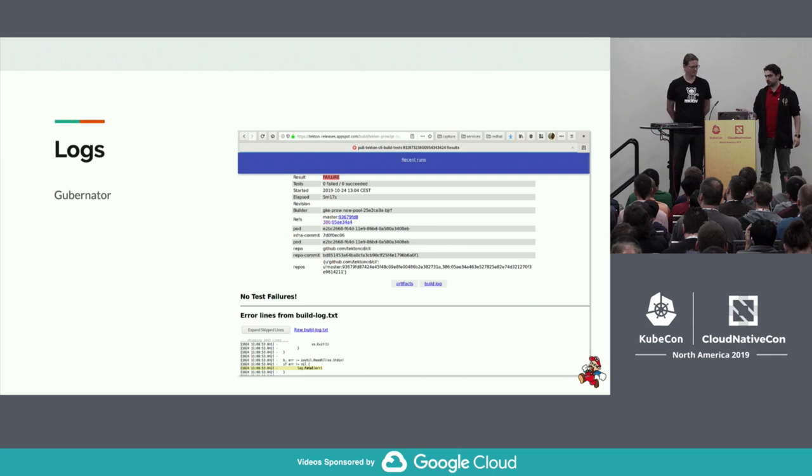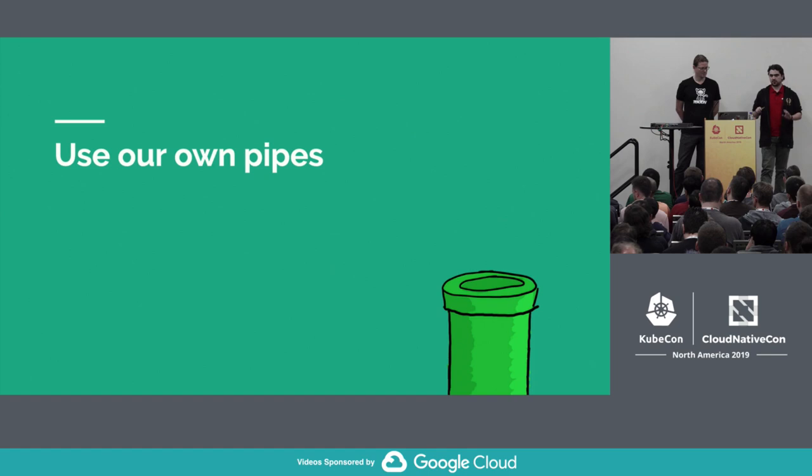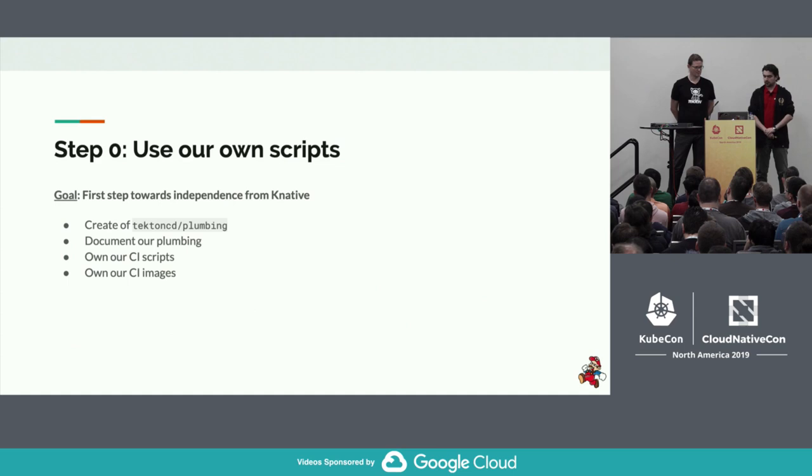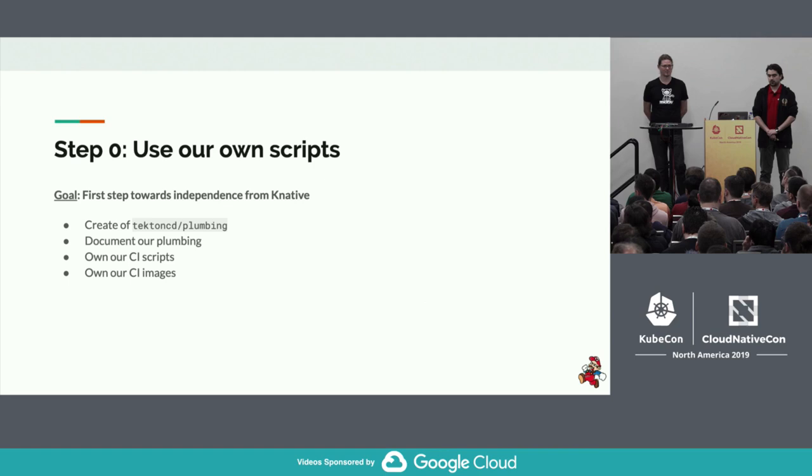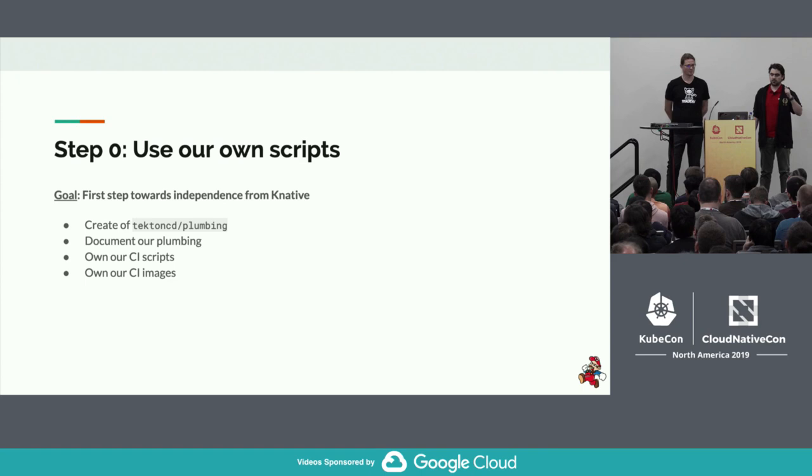So this is where we started: just having Prow and not doing anything on Tekton to build Tekton. And the end goal was to build Tekton using Tekton. So we started to think about what we need to do to be able to build Tekton with Tekton. The first thing was let's own our scripts. So the first step towards independence from Kubernetes was let's create the plumbing repo. Let's document how it works. Let's create our own scripts so that we can maintain them and we don't depend on what Kubernetes does. And let's also build our own CI image, so that when Kubernetes updates its image to add a new component, if we don't need it, we don't have it in our image.